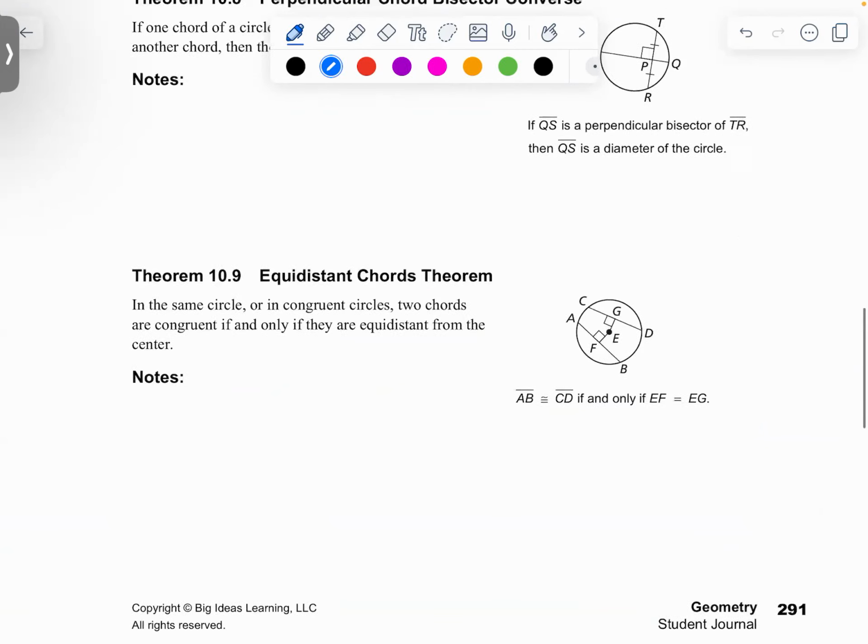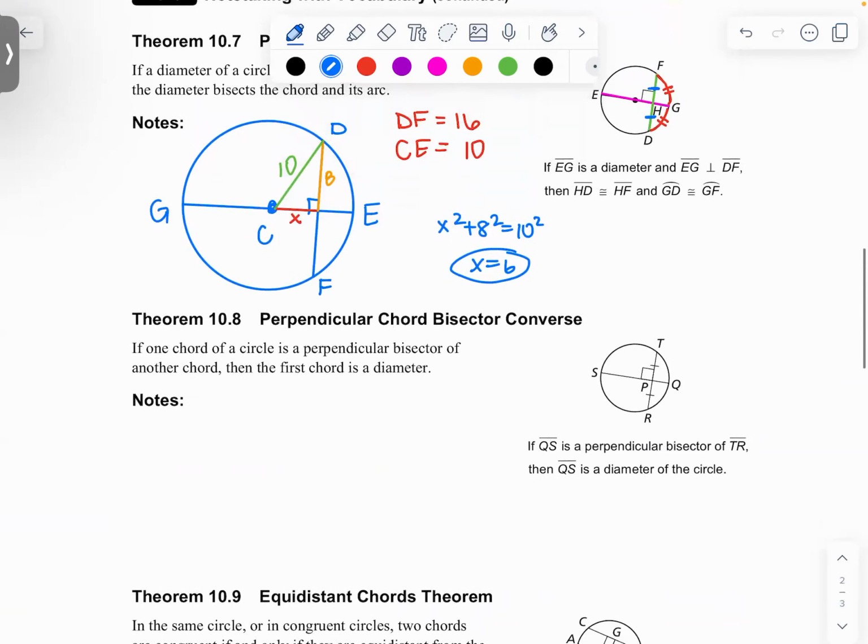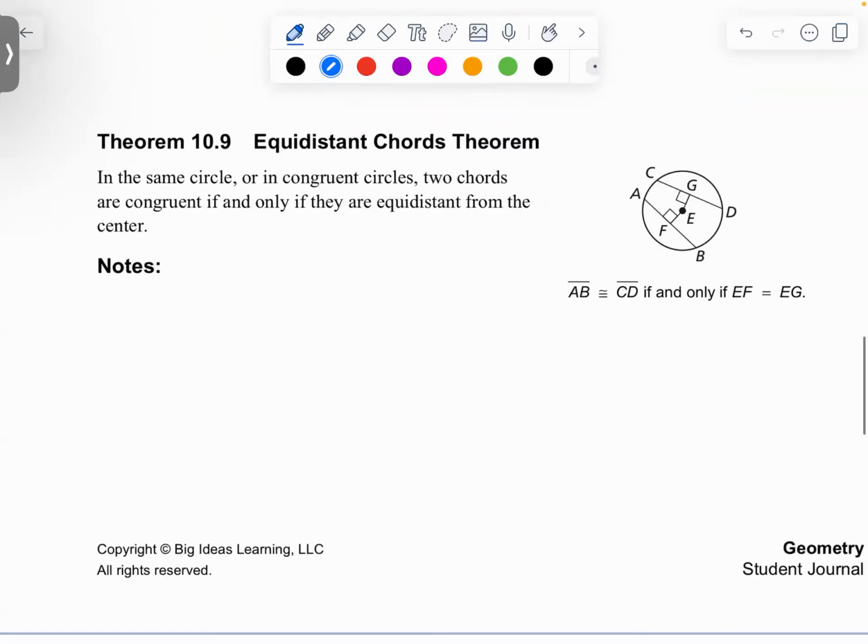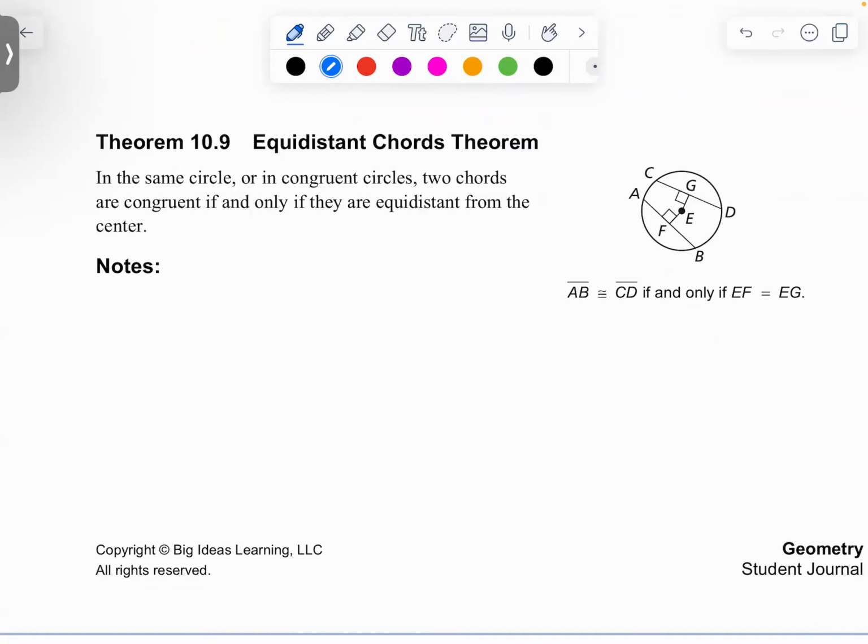Yeah, they do. Okay, so this theorem 10.8, it's just the reverse, okay? If we have a chord that's perpendicular and it's bisecting, then we know that's going to be the diameter. Okay, so these two go together. It's just the reverse. Okay, all right. Now this one is a fun one.